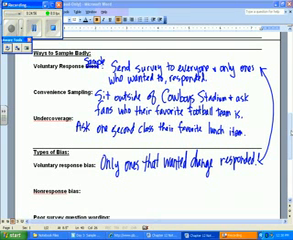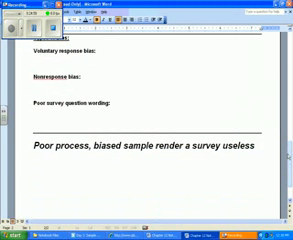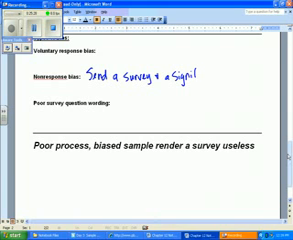Okay, now this is about to erase. I'm going to go down here to response bias. Okay, so we talked about voluntary response bias already. Here is our non-response bias. That would be you send a survey to everybody and then a significant amount of them do not respond. There's no number put here.